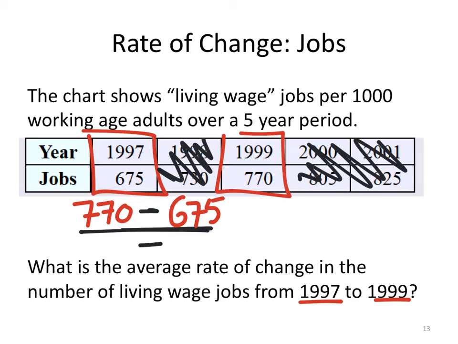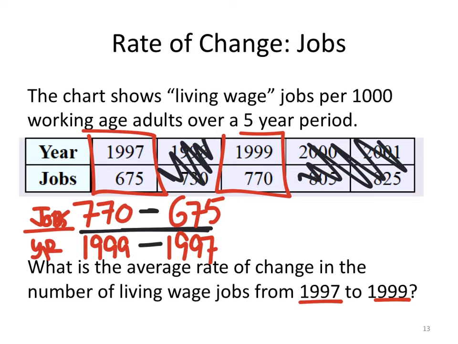And again, this is jobs. In fact, maybe we'll put that label on there. In the numerator, we'll use jobs. And then the denominator will be the year, because jobs depends on the year. Well, what 2 years are we looking at? We're looking at 1999 and 1997. So calculating this, I believe that's 95 over 2 years. So 95 jobs in 2 years, but we can simplify this for an average rate of change.